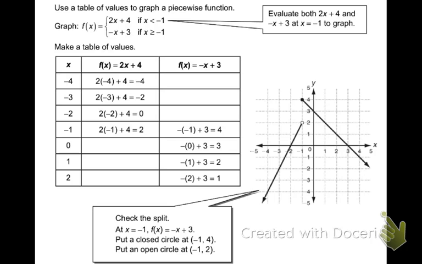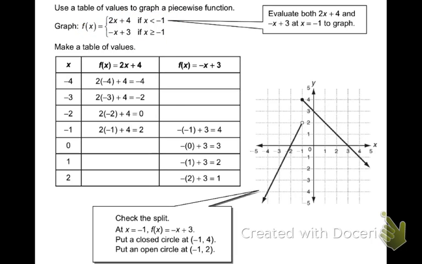All right. Last thing we're going to do today is talk about graphing these piecewise functions. So you can use a table of values to graph a piecewise function. Now recognize, again, piecewise function, pieces, I have different functions. So here's my function. I have f of x equals 2x plus 4 if x is less than negative 1. And I have f of x equals negative x plus 3 if x is greater than or equal to negative 1.